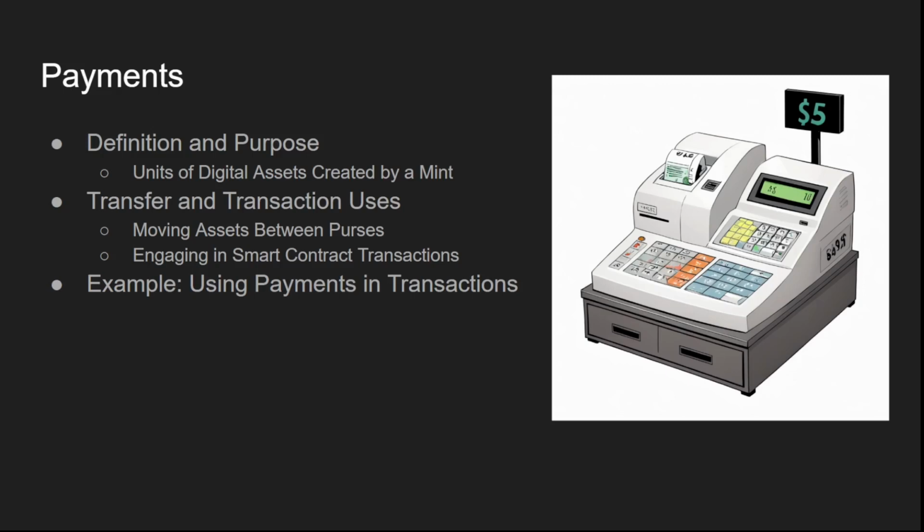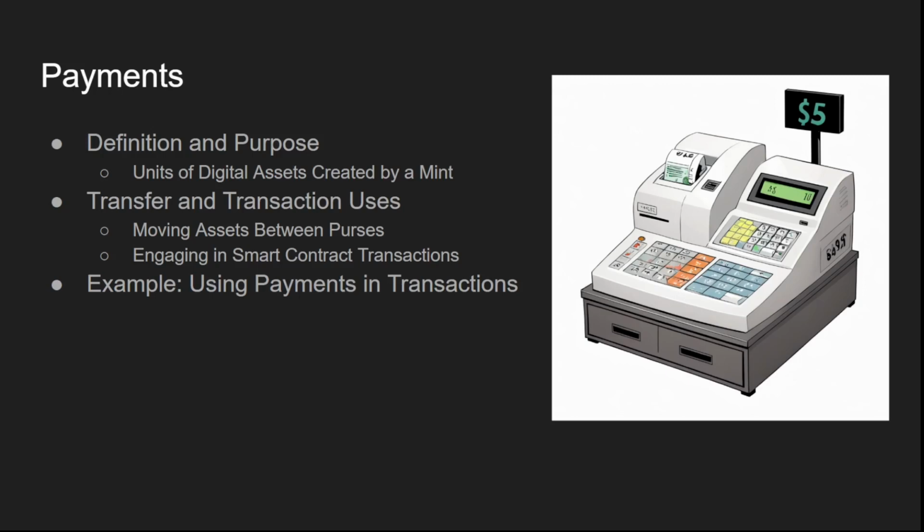To illustrate the use of payments, let's consider an example of using payments in transactions. Suppose you have a purse with a balance of 100 USD coins. You decide to buy a piece of digital art that costs 25 USD coins. You create a payment of 25 USD coins from your purse. This payment represents the amount that you are willing to spend on the artwork. You send the payment to the seller's smart contract.